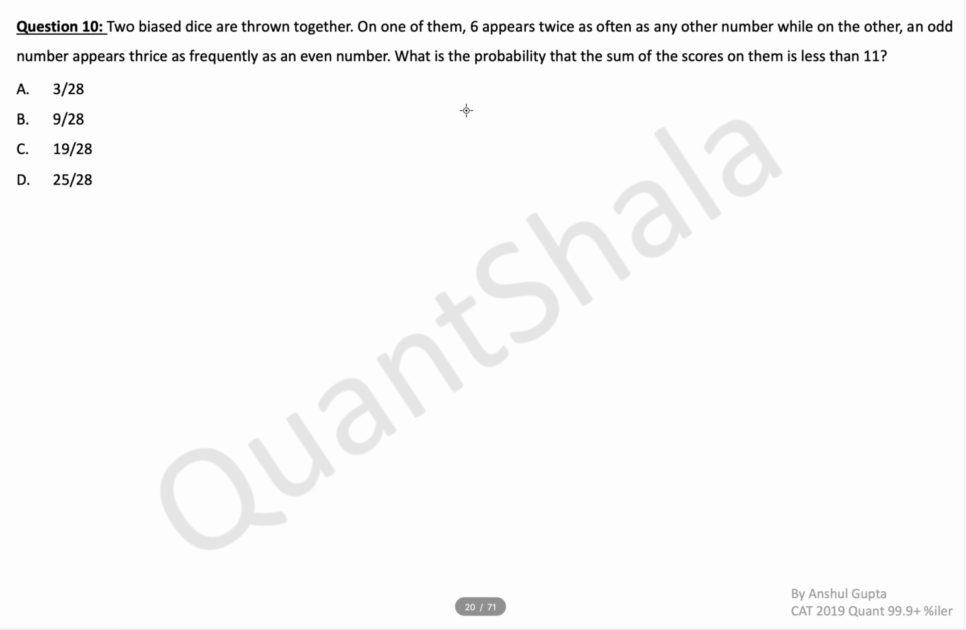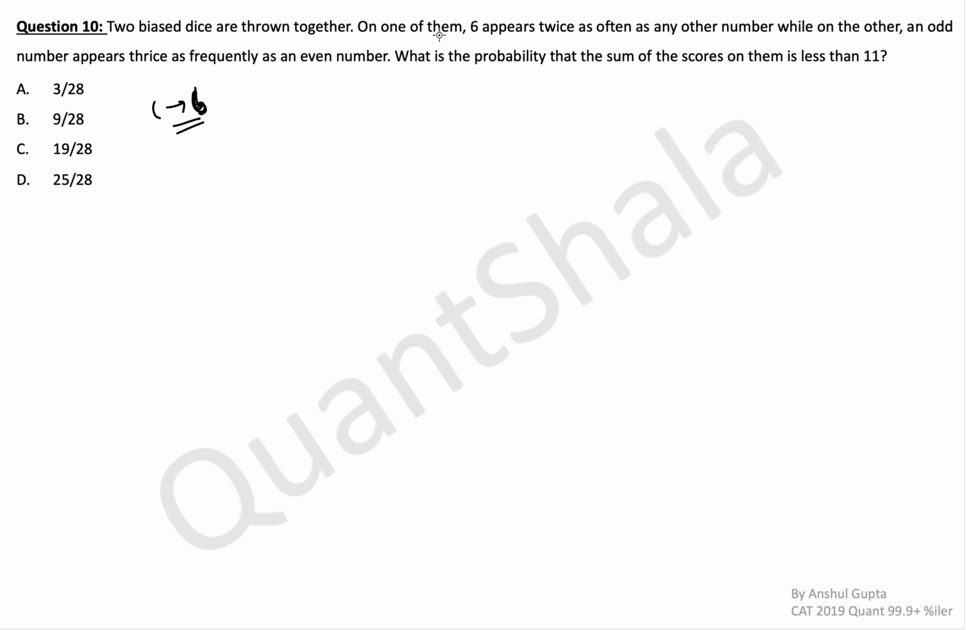Okay, so two biased dice are thrown together. Biased means dice has 1 to 6 numbers, right? So unbiased means these are all equally likely to come, means the probability of each of these will be equal to 1 by 6. Biased means the probability will be fixed, the probability is unequal for all these 6 numbers.